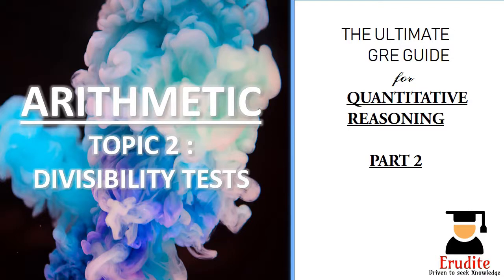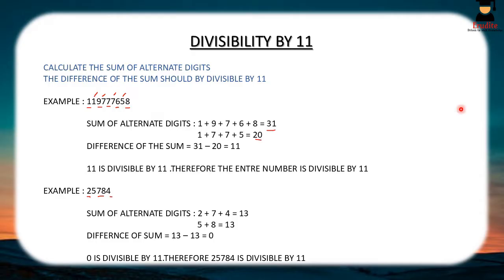So as I said, the topic that we are going to start today is topic 2 from the chapter of divisibility tests from the integers part, and this is the second part of the chapter wherein we are going to discuss the divisibility tests for numbers from 11 to 20 in the ultimate GRE guide for quantitative reasoning. So the first number obviously we are going to start with is 11. So let us discuss the divisibility of 11.